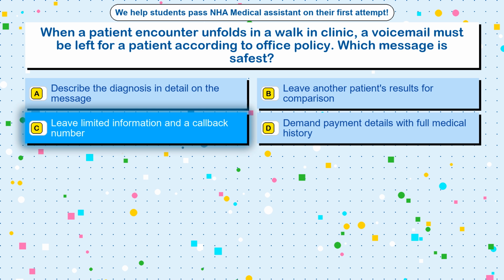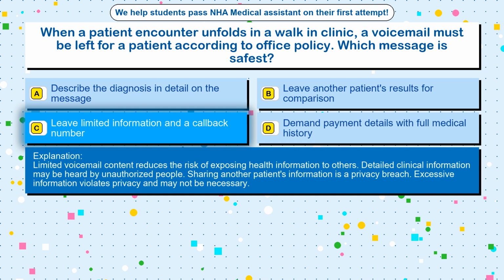Leave limited information and a callback number. Limited voicemail content reduces the risk of exposing health information to others. Detailed clinical information may be heard by unauthorized people. Sharing another patient's information is a privacy breach. Excessive information violates privacy and may not be necessary.